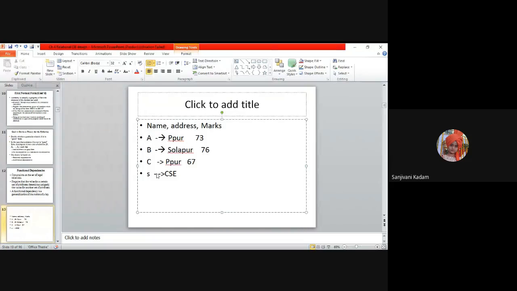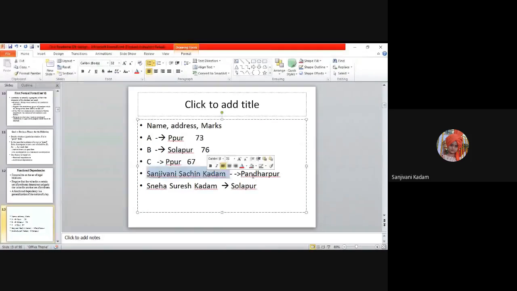Okay, directly I will move to the first main point. This is my name and here I'm having address like Pandharpur. Consider some other record is there, and there is another entry who is living at some other place. So now, do you think that wherever my name will be there, the same address of Pandharpur will be there everywhere?